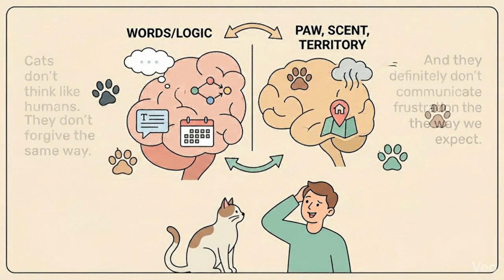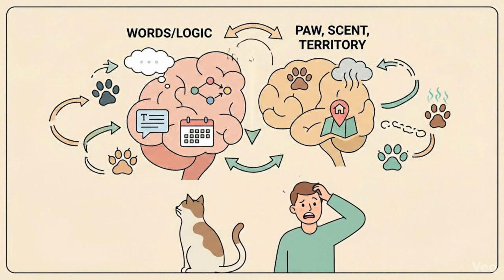Cats don't think like humans. They don't forgive the same way. And they definitely don't communicate frustration the way we expect.